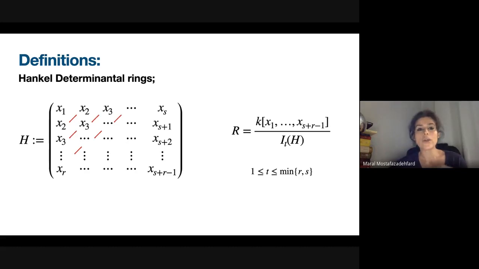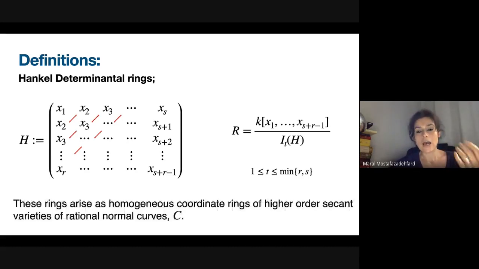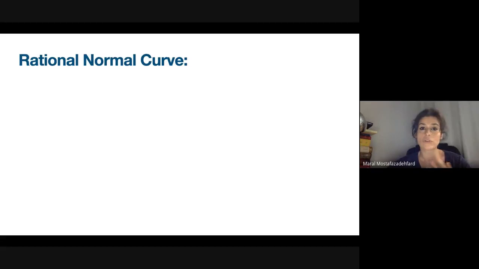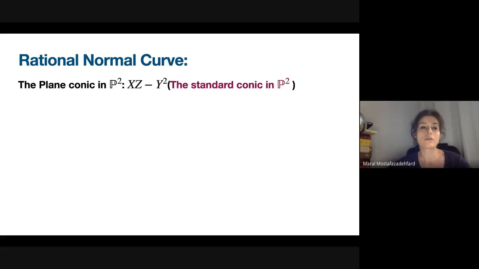You can think of this ring as the homogeneous coordinate ring of higher order secant varieties of rational normal curves. So, if you let me, I will just review the importance of the rational normal curve. Suppose that we are in the planar case. The standard conic in P2 is xz minus y^2, the image of the map given by this parameterization. This is a Veronese map, a Veronese embedding actually.